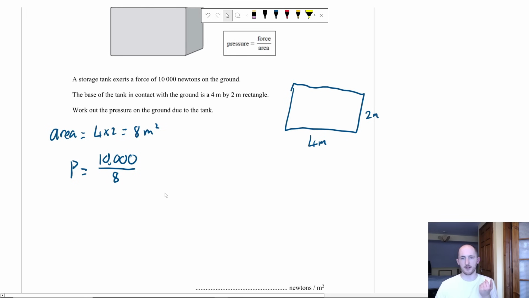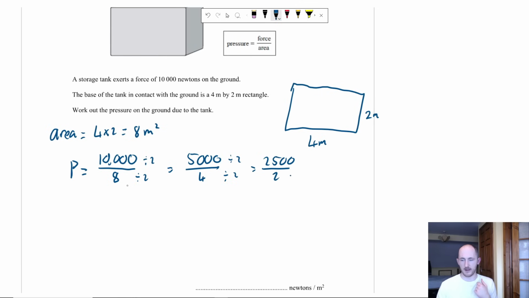There's a few ways you can do this. You can keep halving it. If I divide the top and bottom by 2, I can simplify the fraction. This is how I would do it: I would keep halving it. That gives me 5,000 over 4. Divide by 2 again. That's 2,500 over 2. And then lastly, 2,500 divided by 2. Again, you can use the bus stop method if you'd like. However, I know that this is going to be 1,250 newtons per square meter, which is already in the answer here, so that's fine.